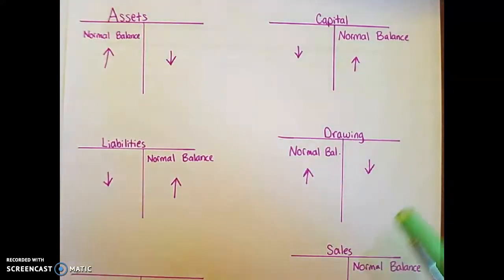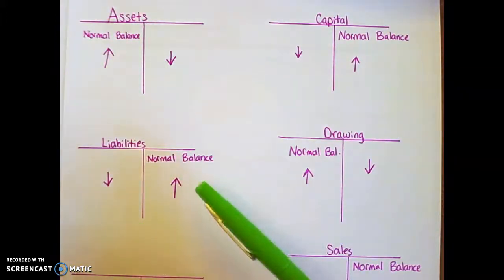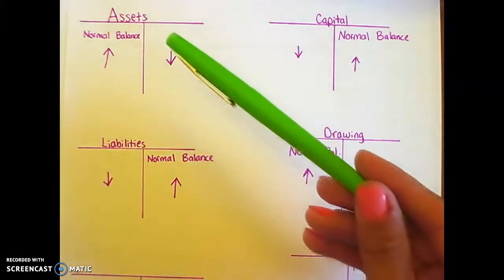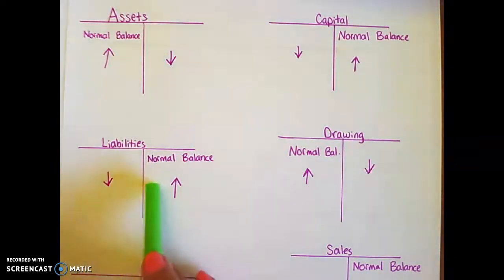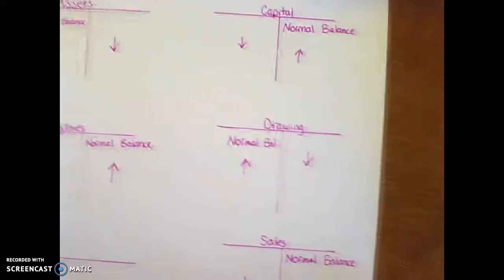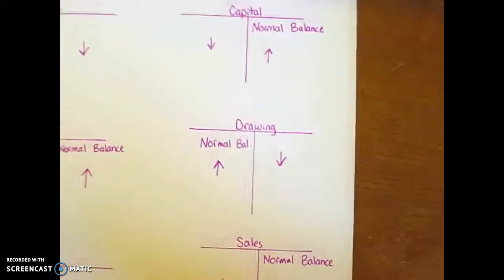So I have on here assets and then normal balance, liabilities, their normal balances with arrows. Remember, assets is cash, prepaid insurance, accounts receivable, and supplies. Those are the only ones we've had so far. Liabilities is your accounts payable. And then I put our owner equity related accounts on the right side.